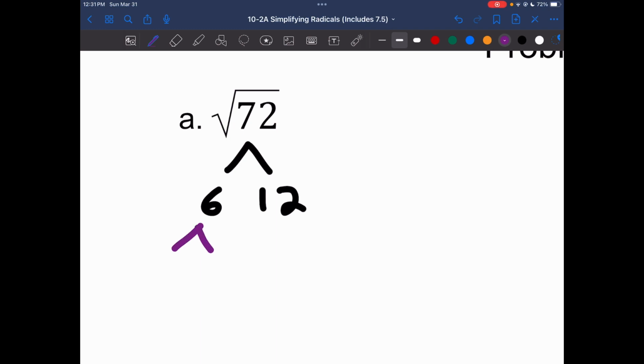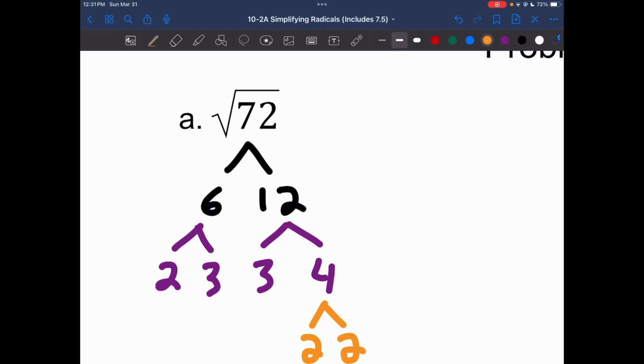6, if we go to prime factors, is 2 and 3. 12, we're going to break it down further. 12 is 3 times 4. And then if we take it to another level, we're going to break the 4 down into its prime factors. We've got a 2 and a 2.